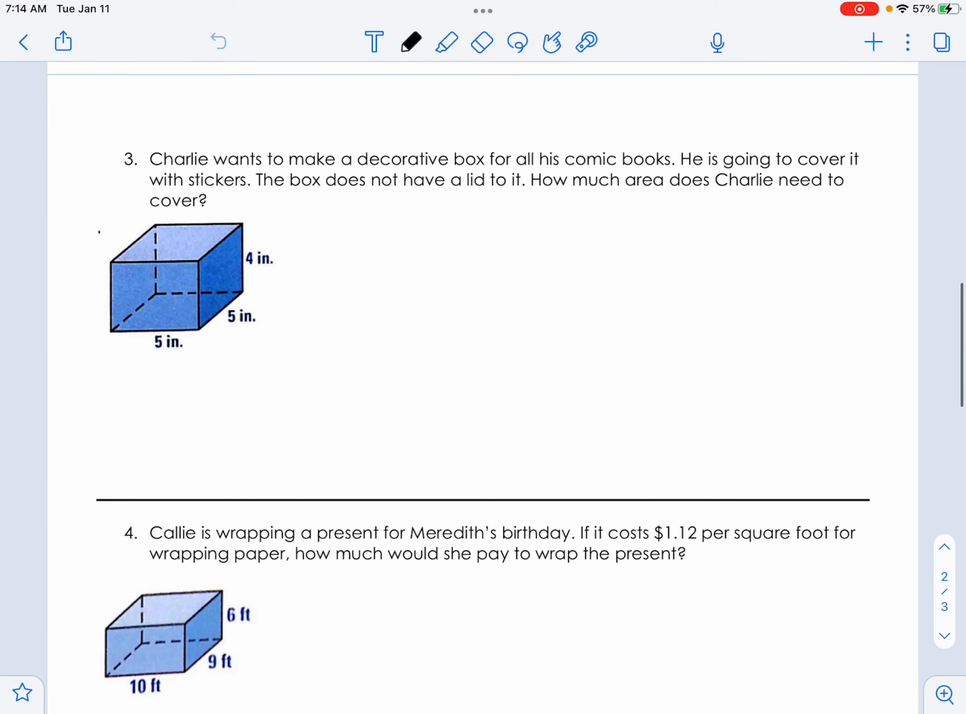All right, guys, so here are our last two application questions about surface area of prisms, okay? We're going to start with this first one, and it says, Charlie wants to make a decorative box for all his comic books. He's going to cover it with stickers. The box does not have a lid to it. How much area does Charlie need to cover?